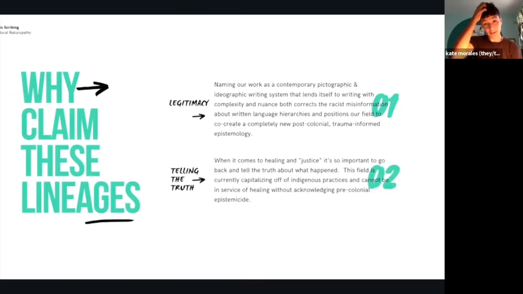So for scribes, artists, people who are just note-taking or people who are interested in knowledge production via collective practices, like how we make knowledge together, I think it's important to just name that there were dozens and dozens and dozens of pre-colonial languages, and some that still are intact today, that used visual writing systems as legitimate forms of knowledge production.